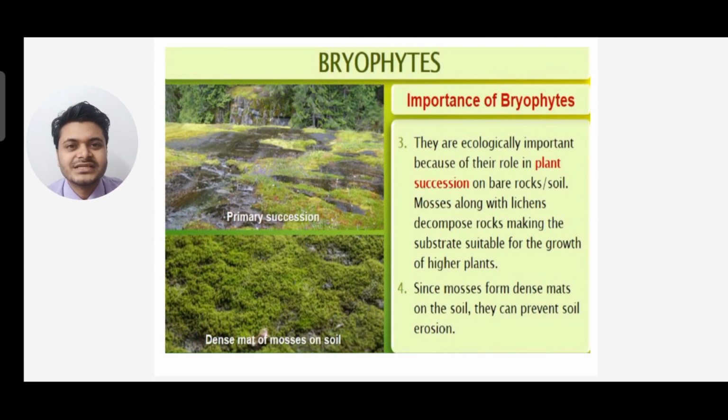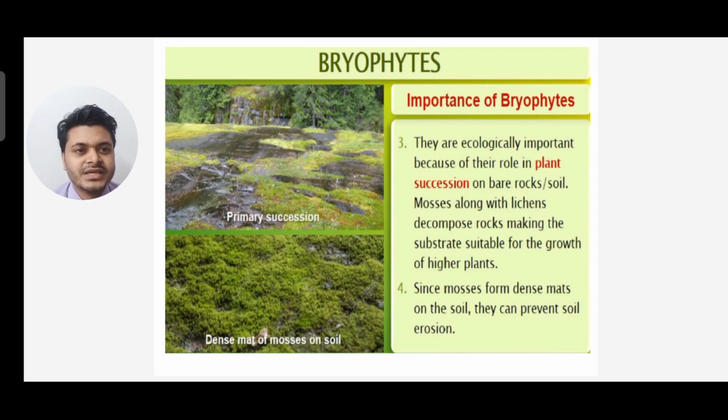Now you can see this third importance of bryophyte. They are ecologically important because of their role in plant succession on bare rocks and soil. So mosses along with lichen decompose rocks, making the substrate suitable for growth of higher plants.